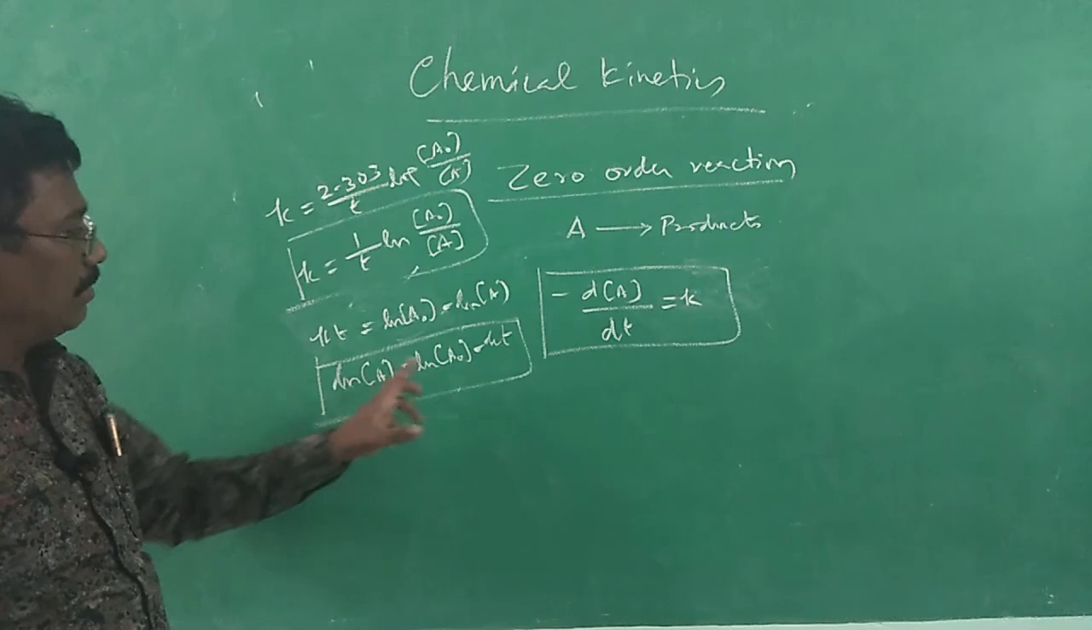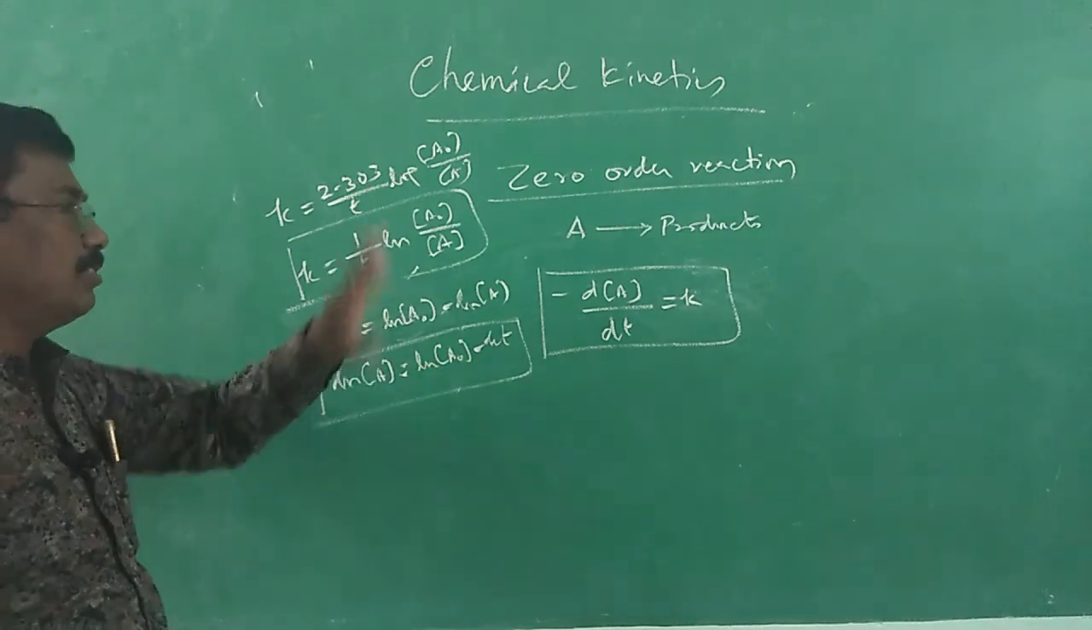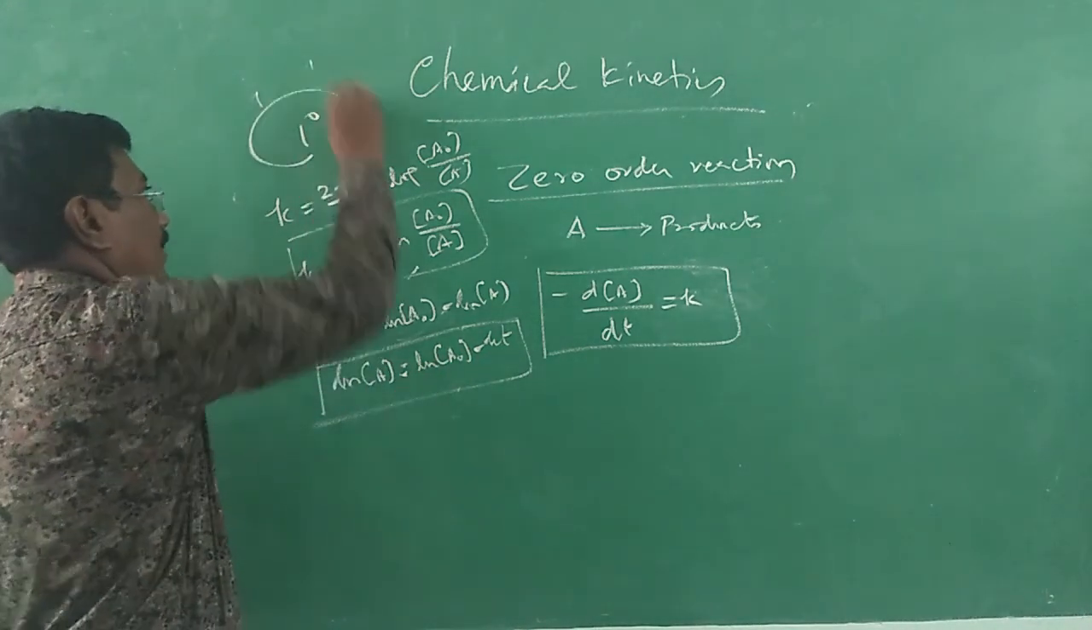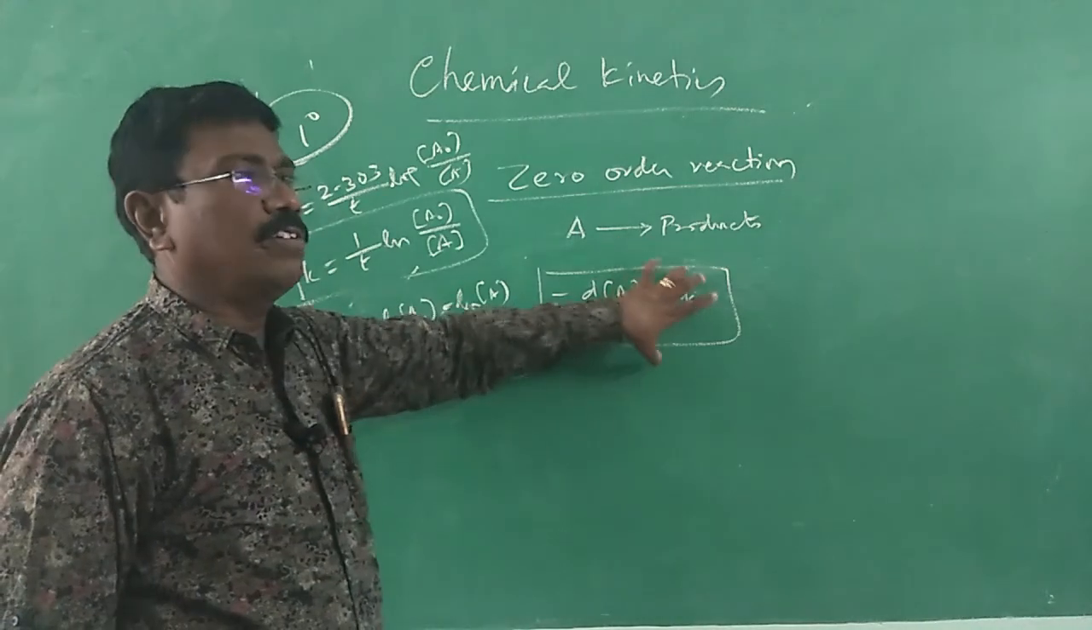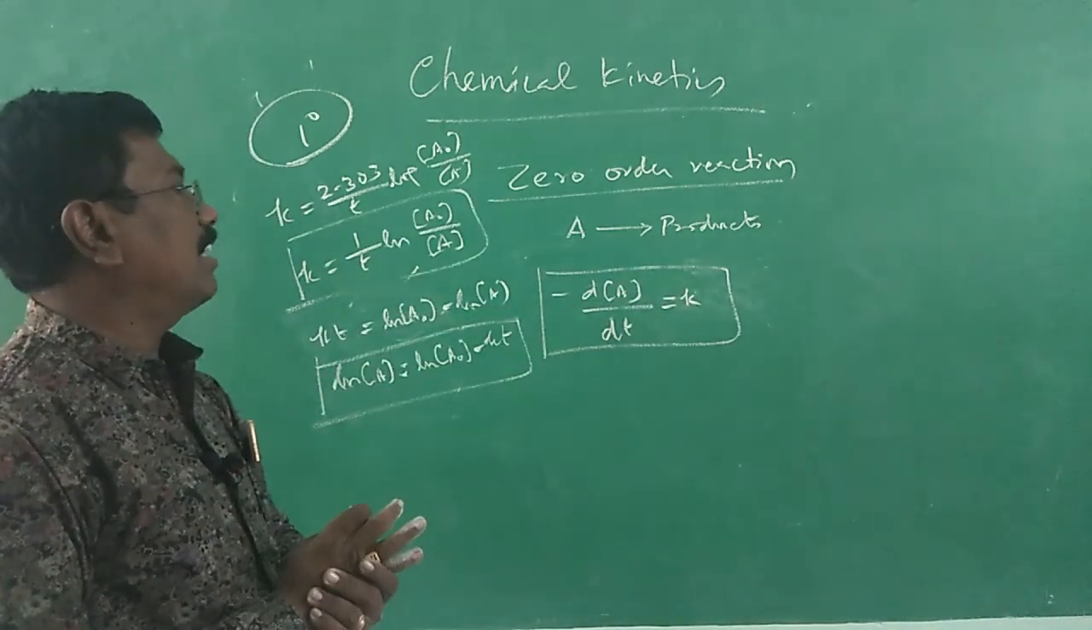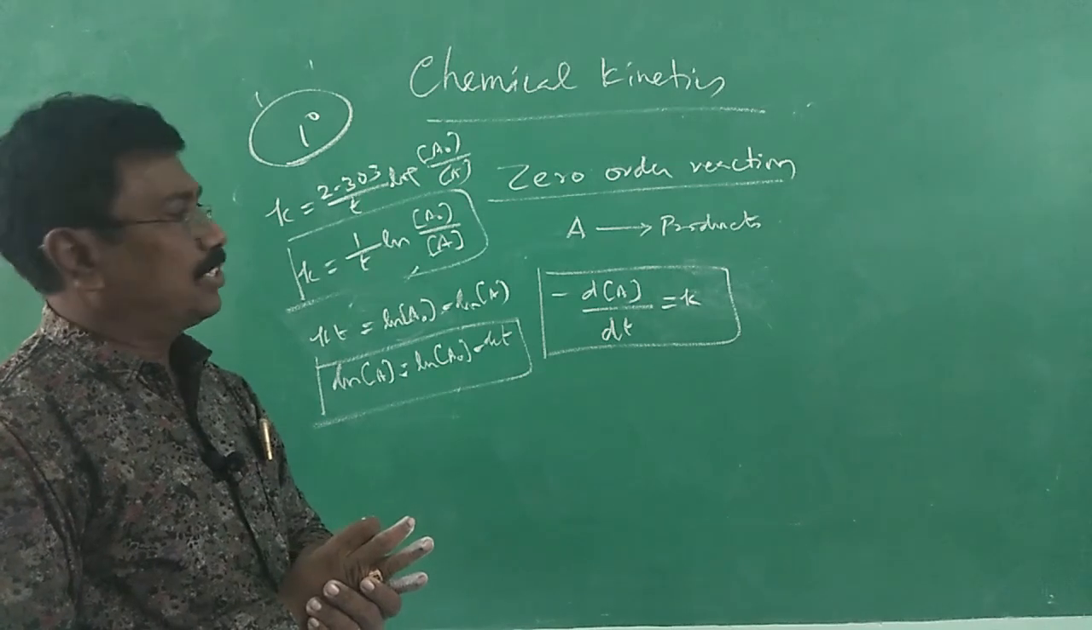And it is y is equal to mx plus c. We have drawn the graph. All those things we have seen. It is for first order. Don't forget. Now we are going in for the zero order reaction. For a zero order reaction, how do we derive the expression for the rate constant?